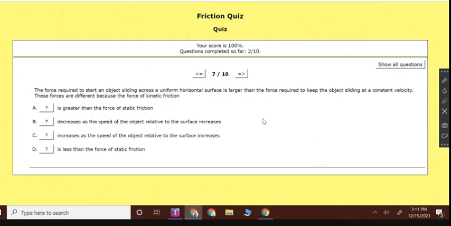Oh, this is a good one. Force required to start an object sliding is larger than the force required to keep it sliding. These forces are different because the force of kinetic friction is, what do you think, Kathleen? The force of kinetic is what? What do you think?